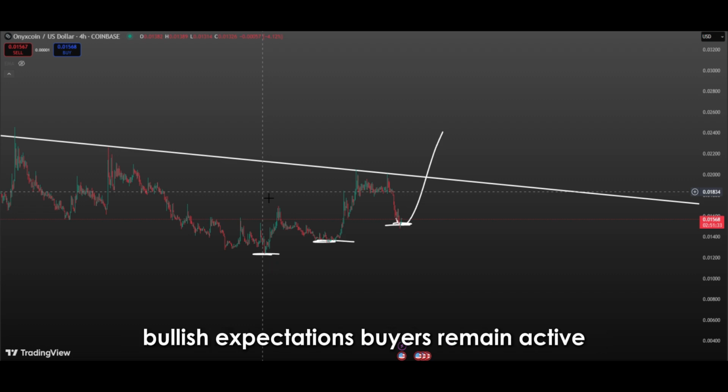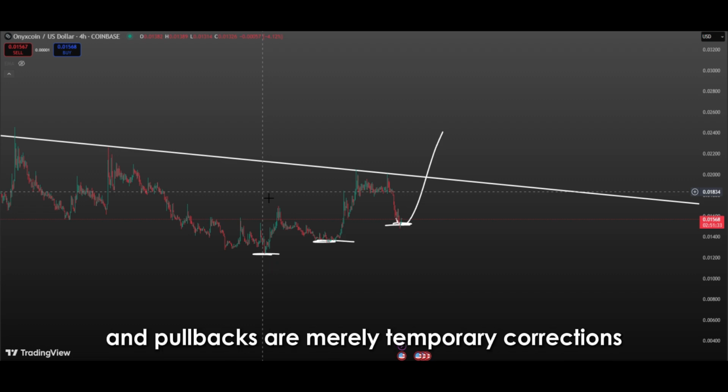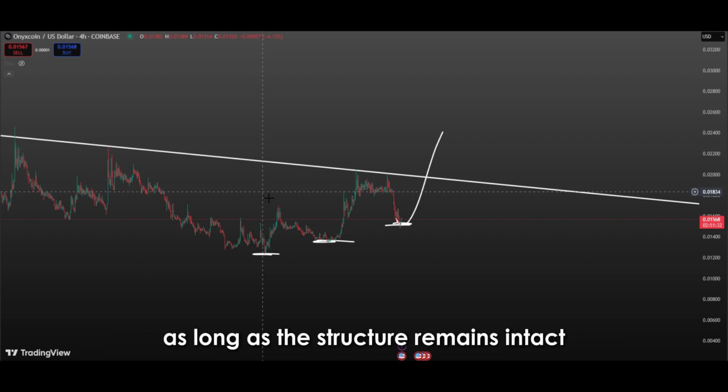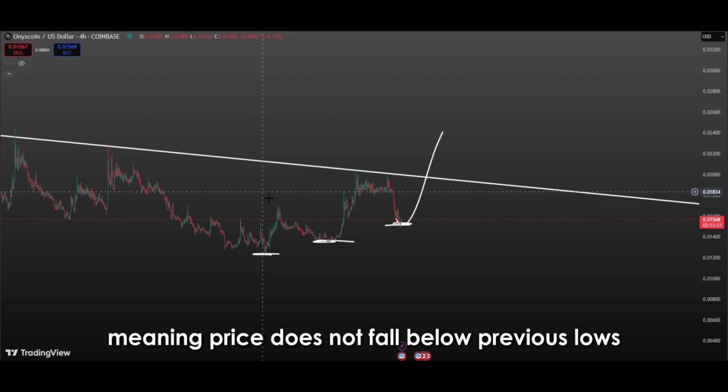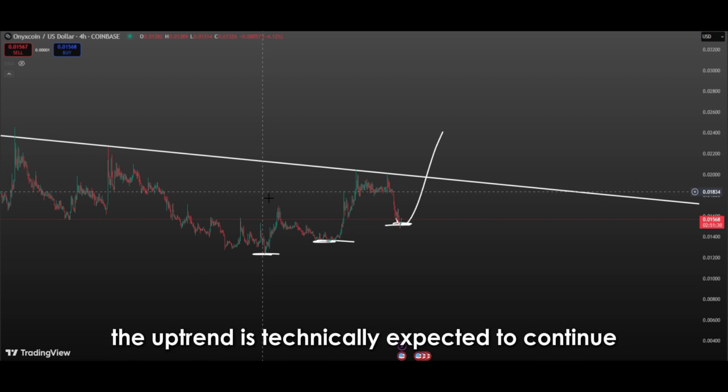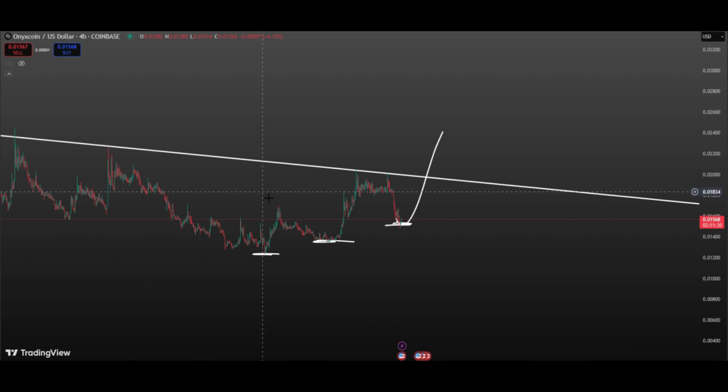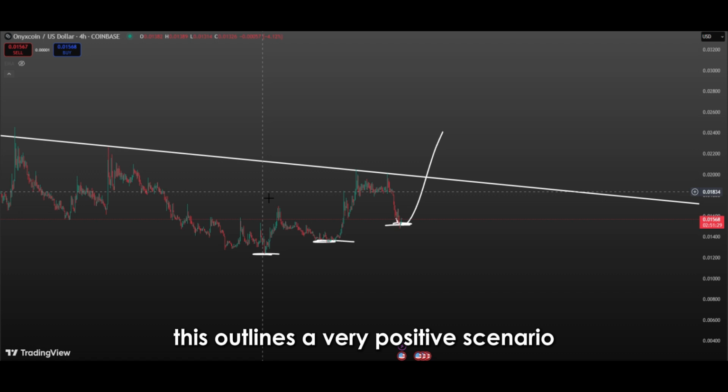In light of all these analyses, the formation of higher lows suggests that market participants have strong bullish expectations, buyers remain active, and pullbacks are merely temporary corrections. As long as the structure remains intact, meaning price does not fall below previous lows, the uptrend is technically expected to continue. This outlines a very positive scenario.